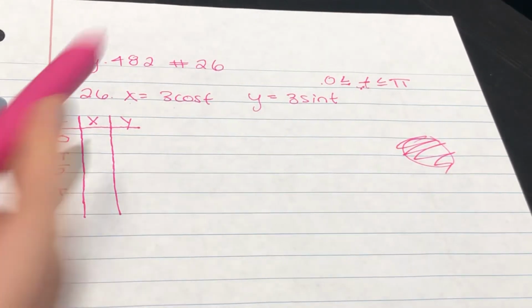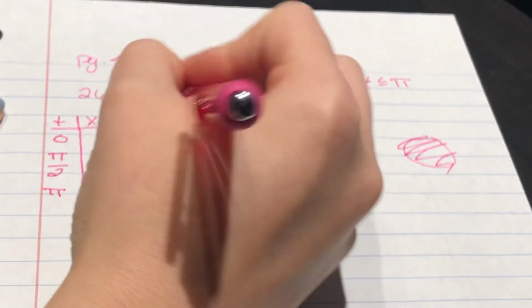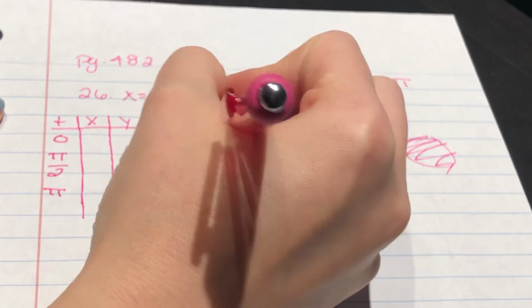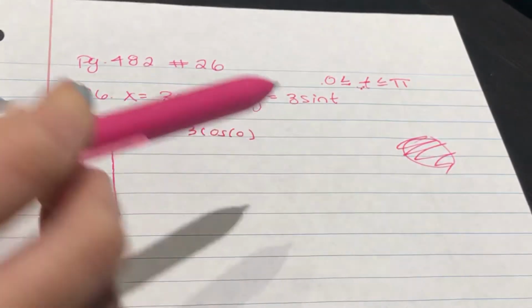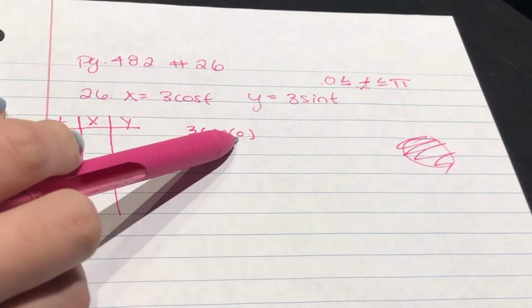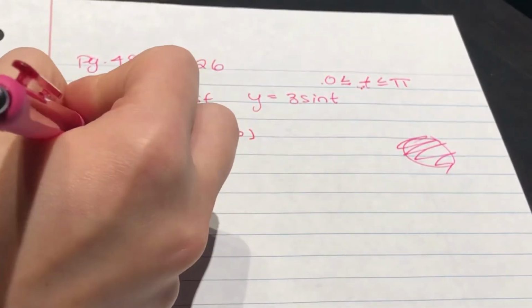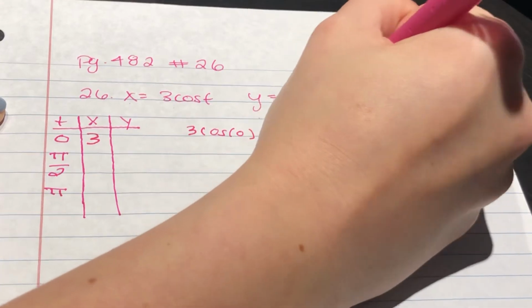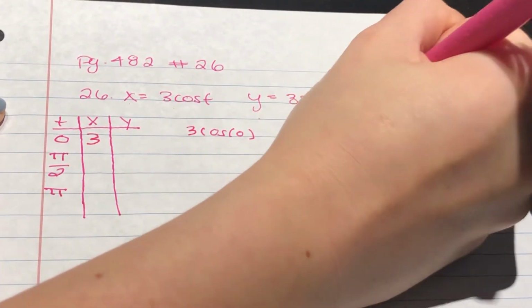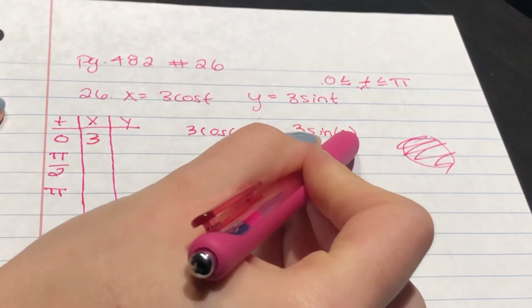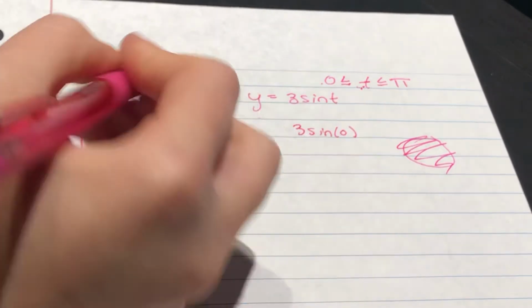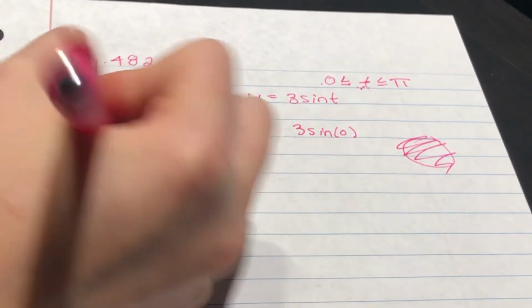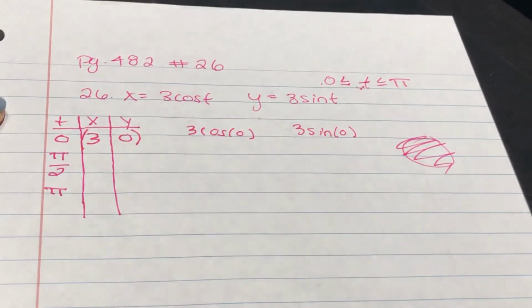So if I pick the first one, 0, I'm going to plug in a 0 here, so I'll do 3 cosine of 0. The cosine of 0 is 1. 1 times 3 is 3. So I'll get a 3 for x. Do the same thing for the y. So I'll do 3 times the sine of 0. The sine of 0 is 0. 0 times 3, 0. My first coordinate point is 3, 0.